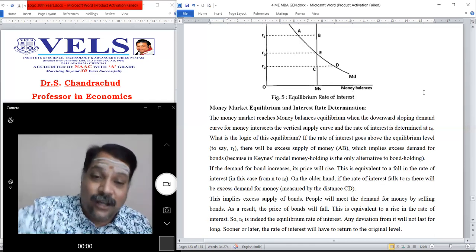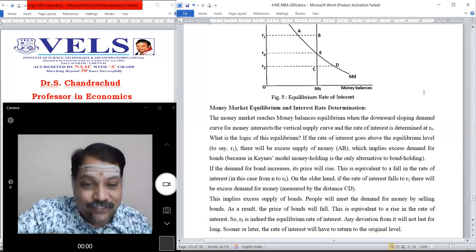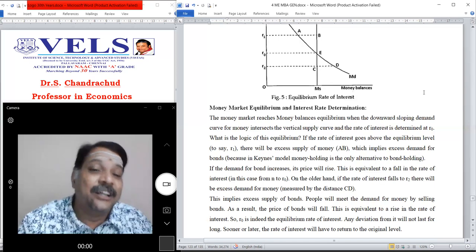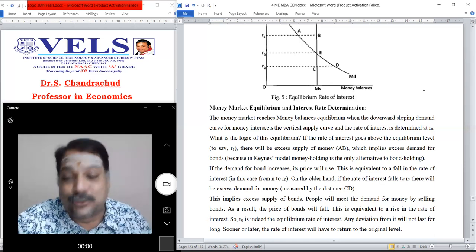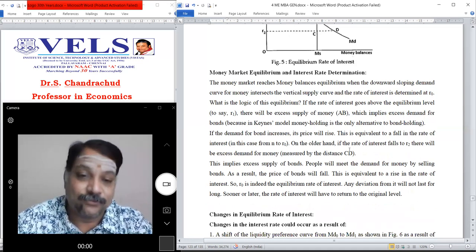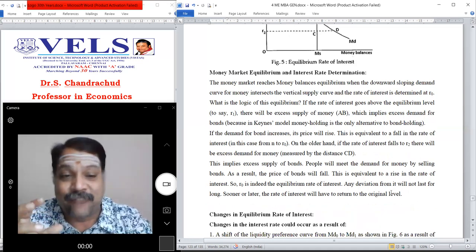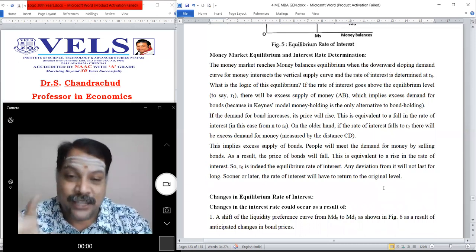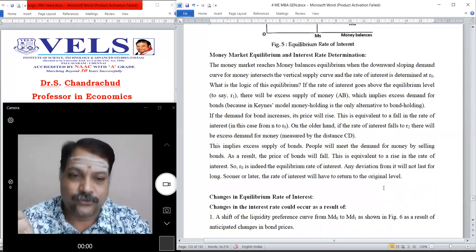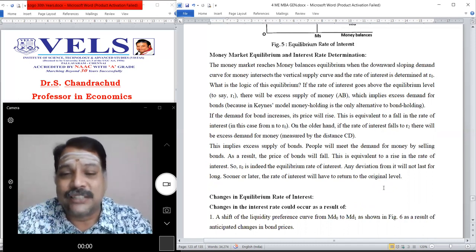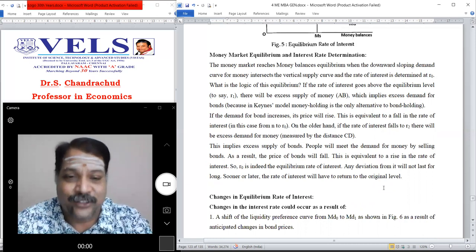But on the other hand, if the rate of interest falls to R2, there will be an excess demand for money measured in the distance. Here, the supply is less, the demand is more. This implies the excess supply of bonds. People will meet the demand for money by selling the bonds. As a result, the price of the bond will fall. This is equivalent to the rise of the rate of interest. So, R0 is indeed the equilibrium rate of interest.